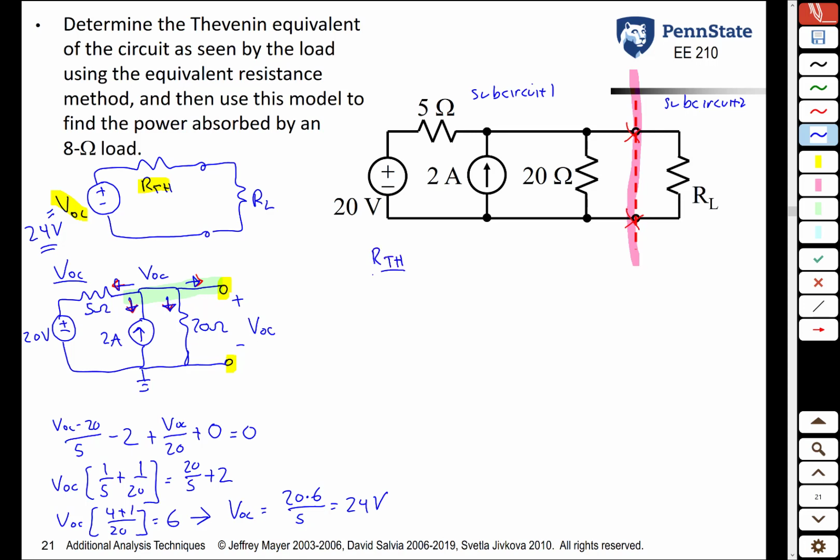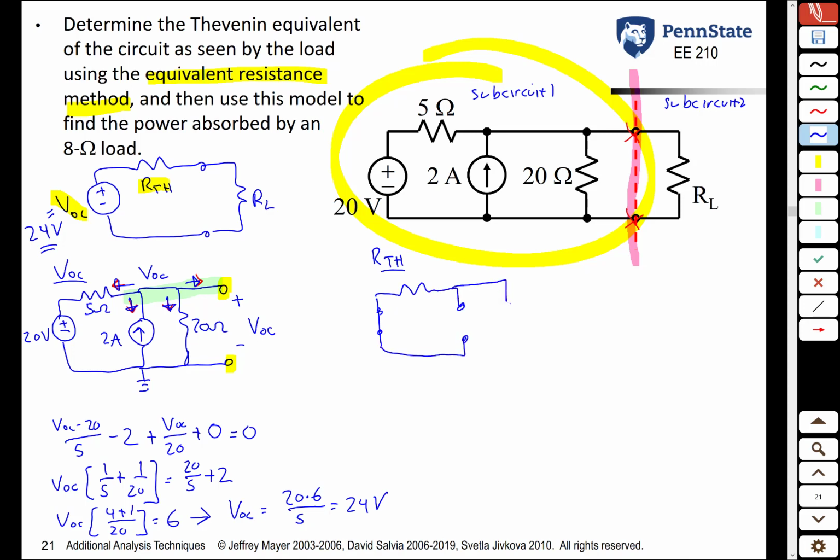And the approach we're going to use is what we call the equivalent resistance method. Because the subcircuit on the left consists only of independent sources and resistors, we can use this equivalent resistance method. So what we do is we deactivate all the sources. The voltage source we replace by a short circuit. The current source we replace by an open circuit. And the resistors we leave untouched. So we still have our 5 ohm resistor. We still have our 20 ohm resistor. Our voltage source was shorted. Our current source was left open.